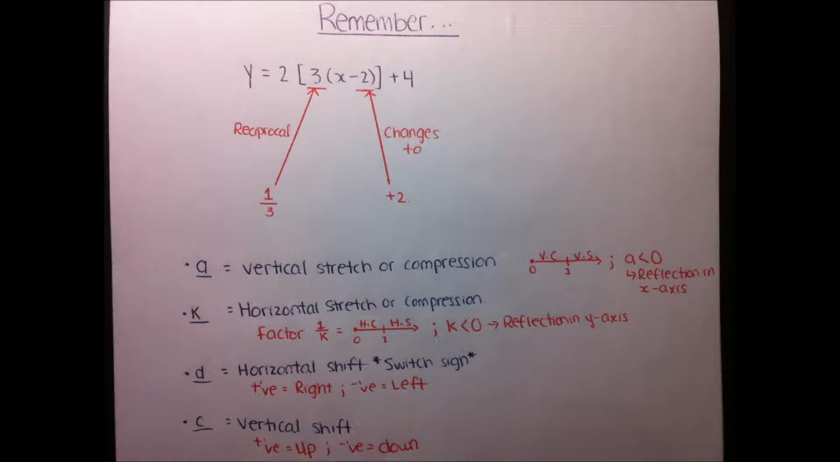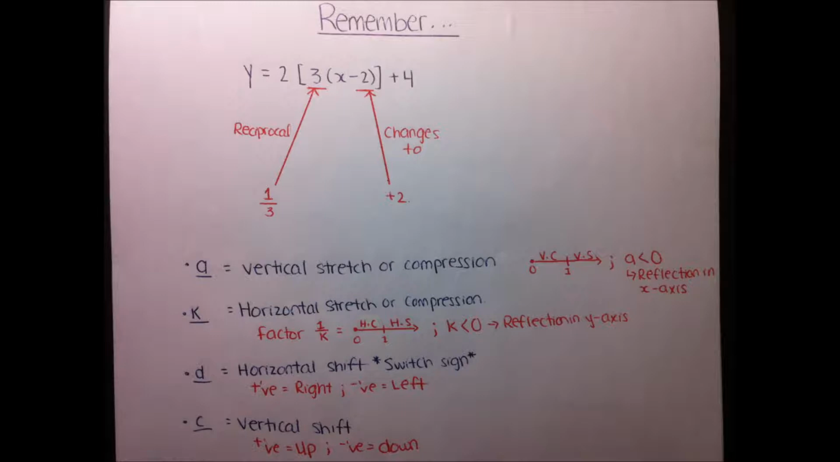To determine if it's a stretch or compression, it's easier to use the factor or the reciprocal, which is 1 over k. For example, in this equation, k equals 3, and the factor or the reciprocal is 1 over 3. Since 1 over 3 is less than 1, it's a horizontal compression. If it was greater than 1, it would be a horizontal stretch. And also, if k is less than 0, then there's a reflection in the y-axis.